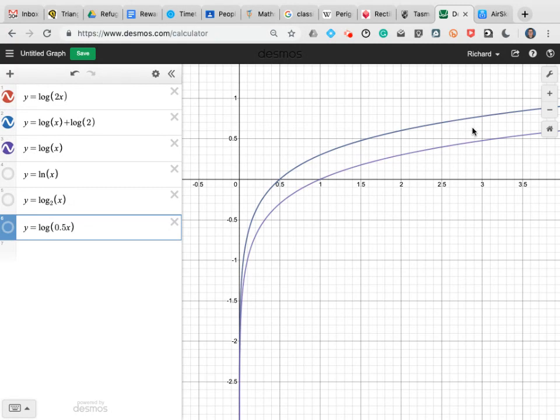Post the graphing part of this unit, we will revisit these laws and make sure they make sense to you as to why they work.